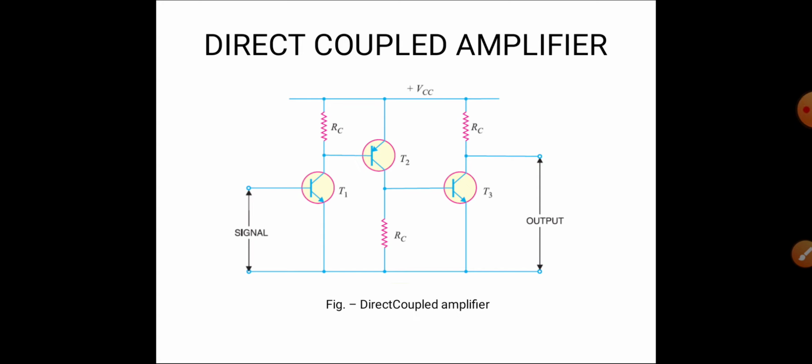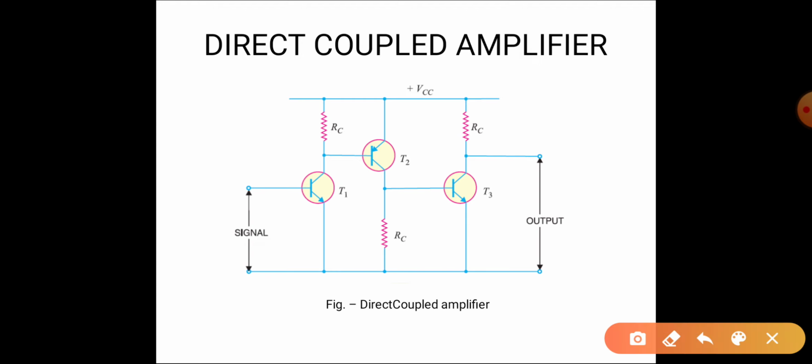In the last lecture we have seen transformer coupled amplifier and we have seen how to use it for impedance matching purpose. And in the previous lecture we have also seen RC coupled amplifier which is used for audio amplification because it gives a very good frequency response, or you can say voltage gain, over the audio range, or you can say it gives very good audio fidelity. So here we'll see the direct coupled amplifier.